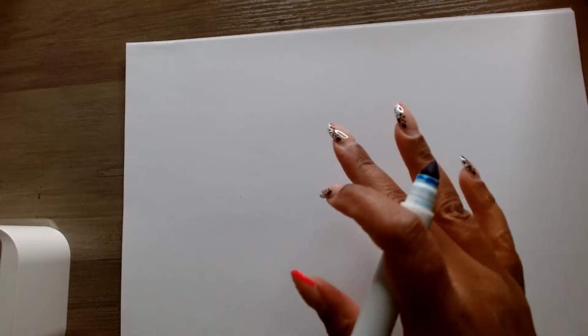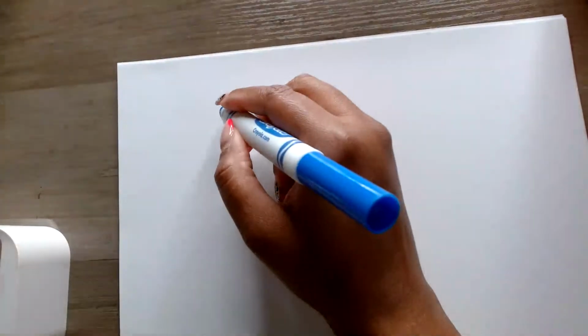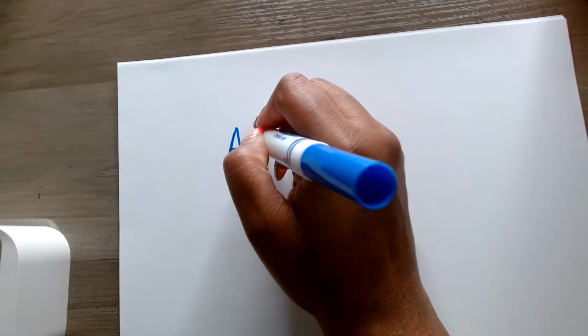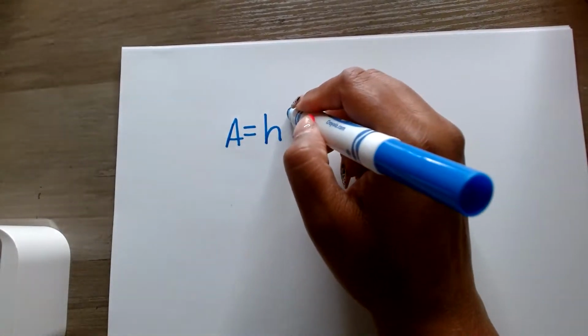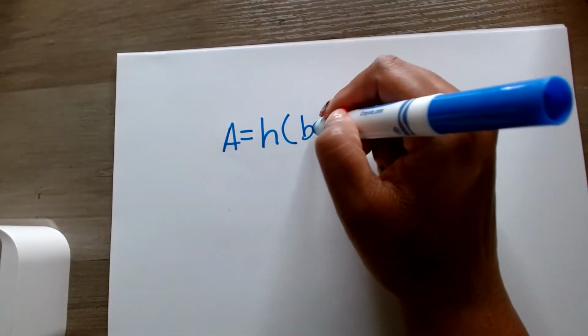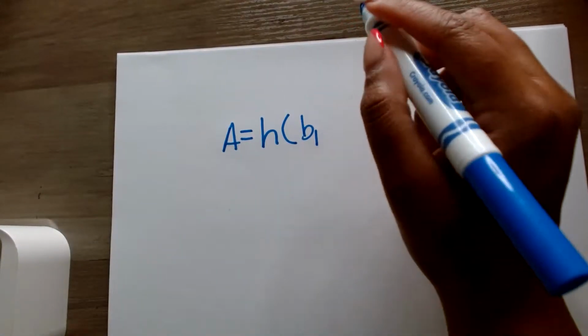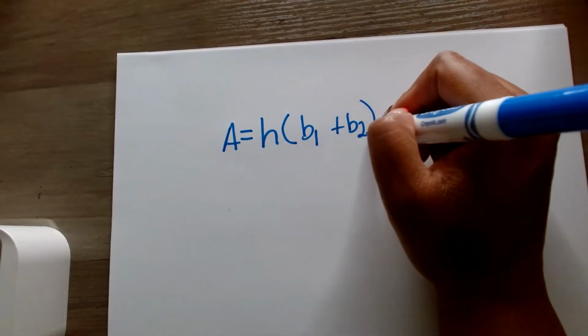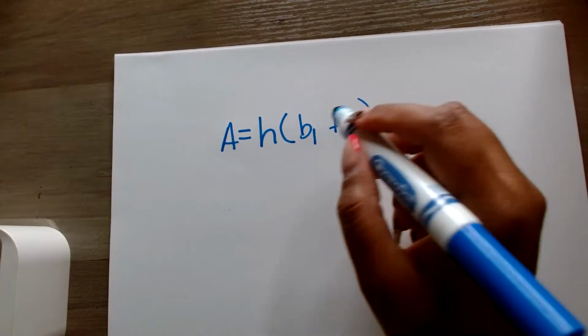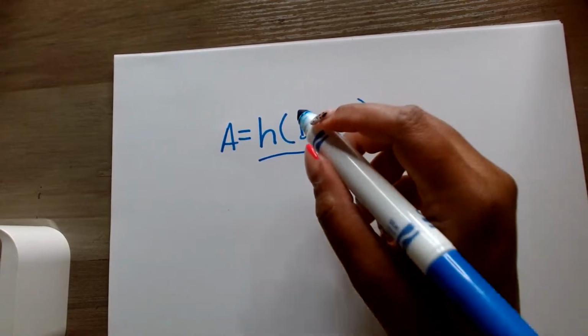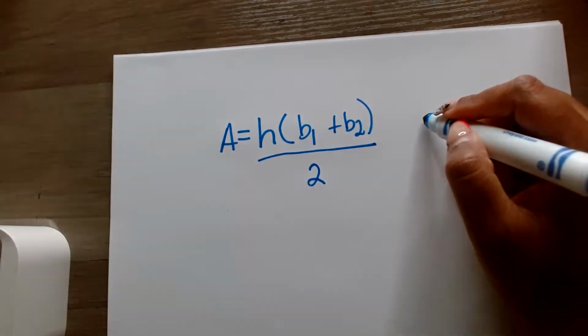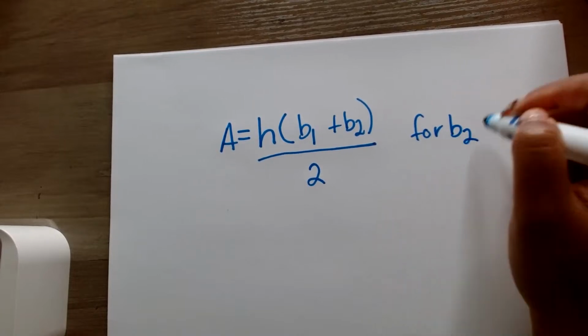Let's see which is another good one. Oh, this is a good one. This is a good one. Okay, so we are going to do A equals H parentheses B1 plus B2 divided by 2. And we are solving for B2.